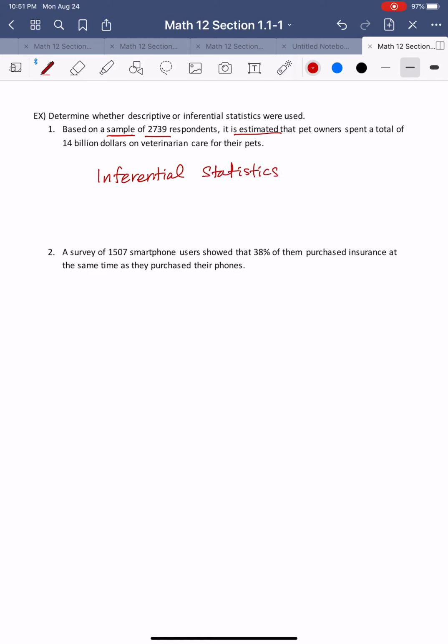And then number 2, a survey of 1507 smartphone users showed that 38% of them purchased insurance at the same time as they purchased their phones. So I don't think they assume or predict. They just survey about that number, and then find out that 38% of them purchased the insurance at the same time. So that could represent the whole population too, right? But this is more like a description, as research you do. So I want to say descriptive.